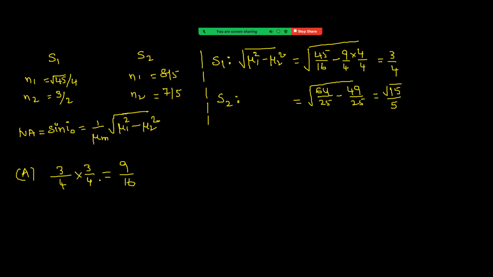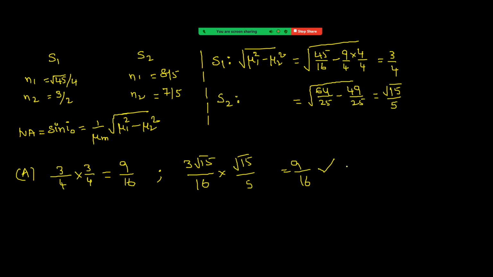When it is immersed in water, it is the same as that of S2 immersed in a liquid of refractive index 16 upon 3 root 15. Let me check it once. So 1 by mu m, I am taking here. That becomes now 3 root 15 by 16, in the place of 1 by mu m, into this value root 15 upon 5. Root 15 into root 15 becomes 15. In 15, 5 goes 3 times. 3 into 3 is 9. It is 9 upon 16. So option A is correct. Okay. It is just putting the values in and making the calculation. So option A is correct.